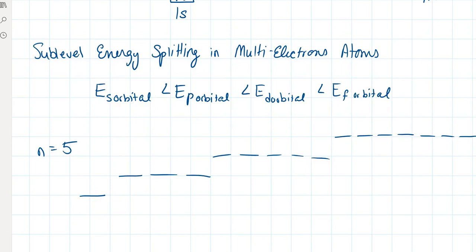So if I were to take a look at the n equals 5 energy level, this would be my 5s, 5p, 5d, and 5f. And these all come about as a result of solutions to the Schrodinger equation. Based on these ideas, you can then start applying this to each separate level. We just use n equals 5 as an example because it had all of the different orbitals.